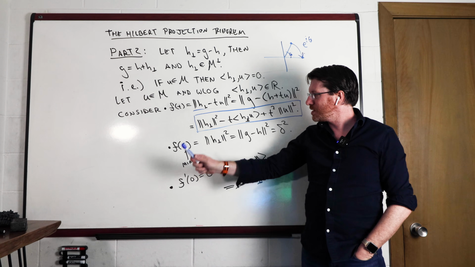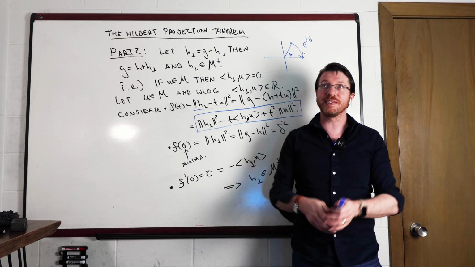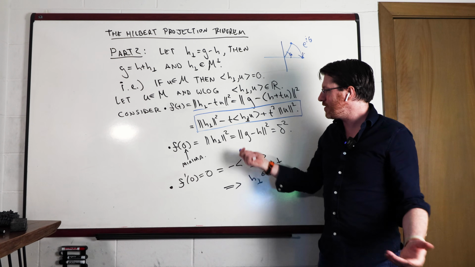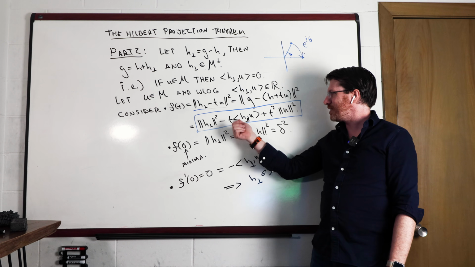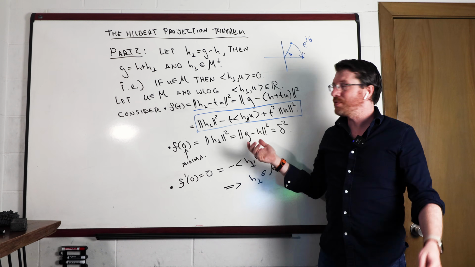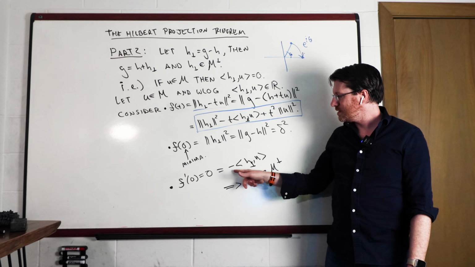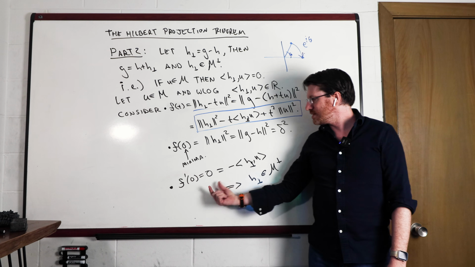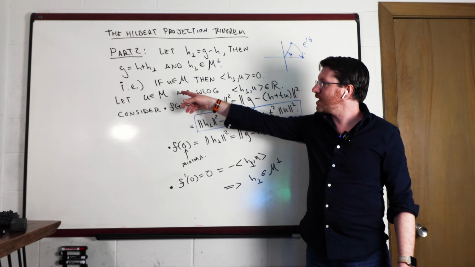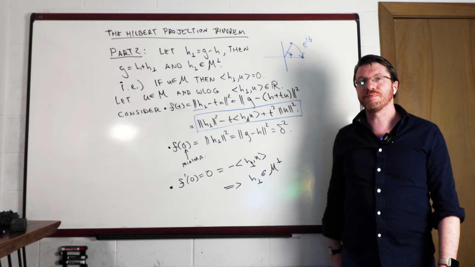This is a quadratic function, and it takes its minima at 0. That means its derivative at 0 has to be 0. And if we take its derivative, we get 2 times t times u squared, and then we get minus this term here. But then we set t equals 0 because that is where the minima happens. And so that basically tells us that this is going to be equal to minus h perp u, and h perp u is then equal to 0. So this is orthogonal to every arbitrary u that we can select, and so that means it must be inside of M perp.